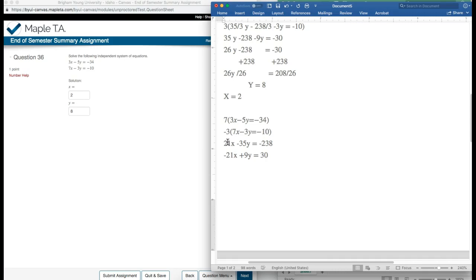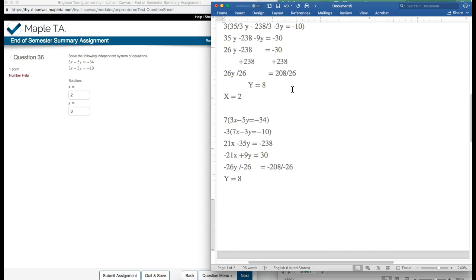In adding these together, the 21s cancel, and I get negative 35 plus 9, which is negative 26y. That number sounds familiar. And then negative 238, add 30 makes negative 208. To continue solving, we just divide both sides by 26 to solve for y. Divide by negative 26. And then on the left-hand side, we're left with y equals, and 208 divided by 26, or negative divided by negative, is positive, and that gives us positive 8.